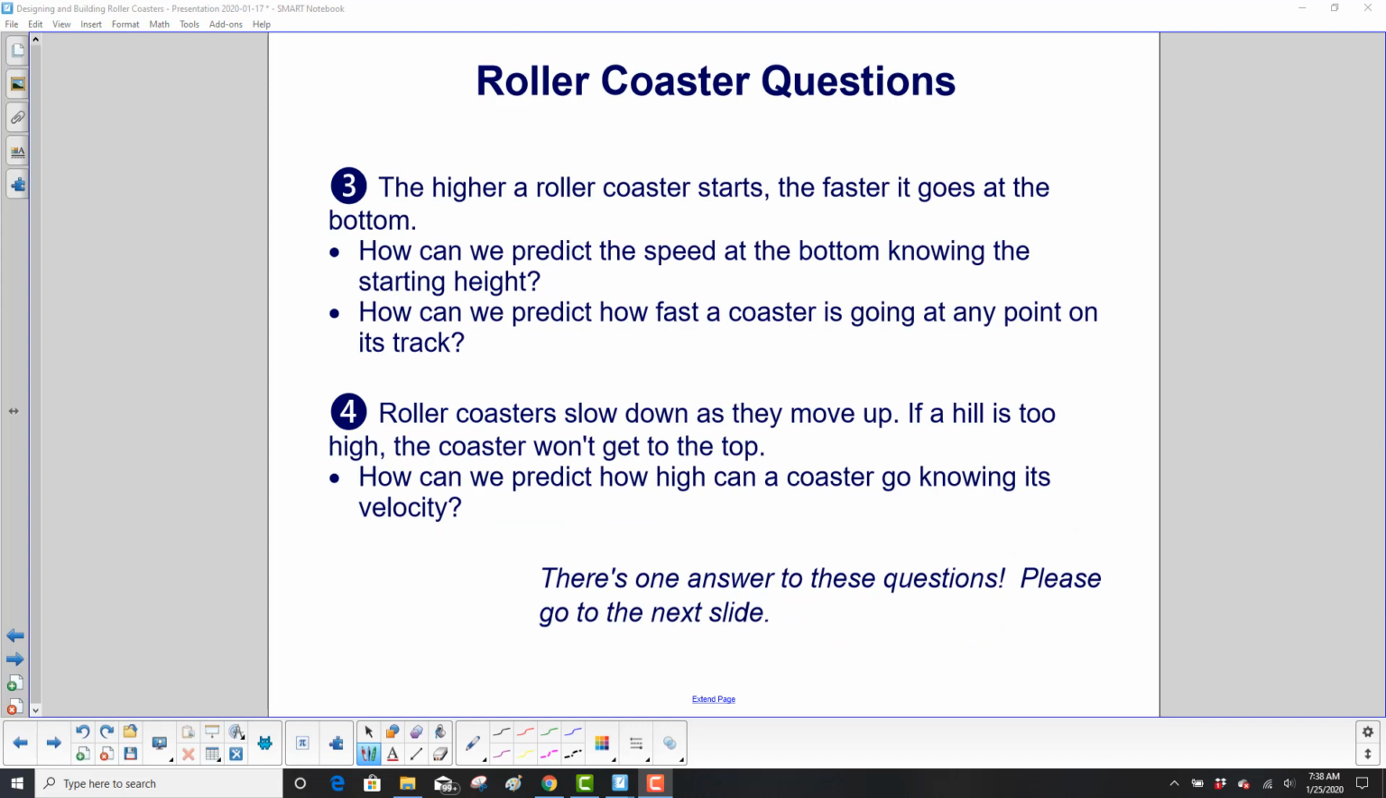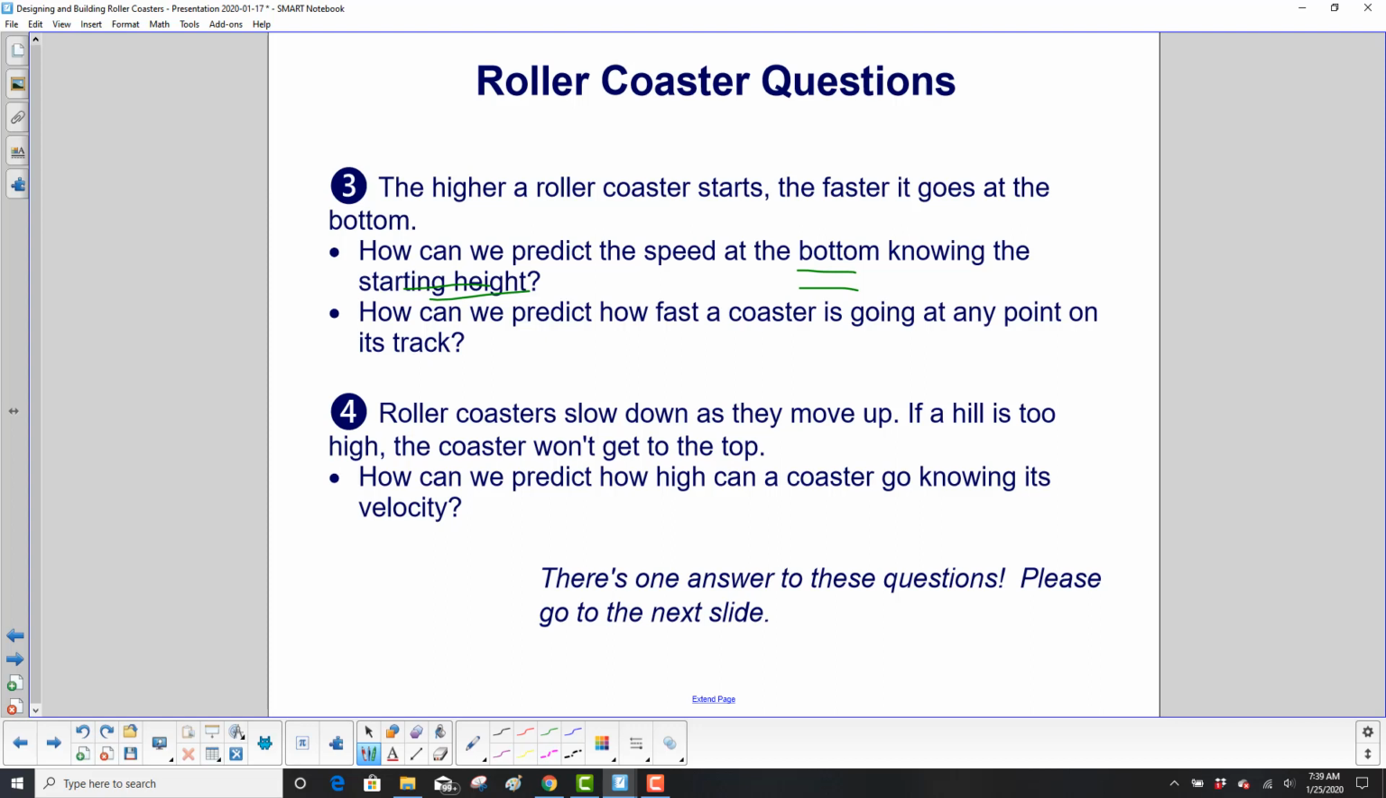Two more questions. The higher a roller coaster starts, the faster it goes at the bottom. That's what hopefully we observed with our little roller coaster build. How can we predict the speed at the bottom knowing the starting height? Also, how can we predict how fast a coaster is going at any point on its track?